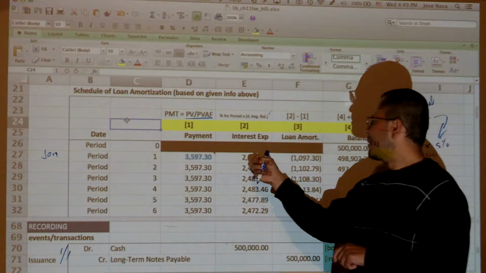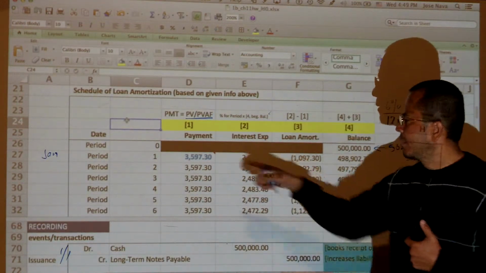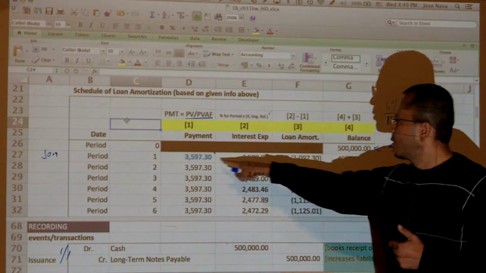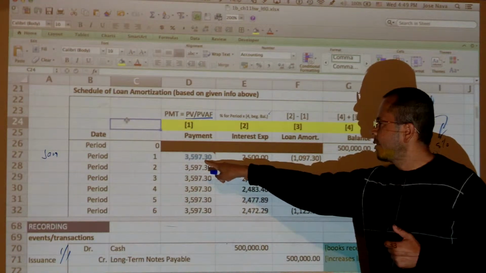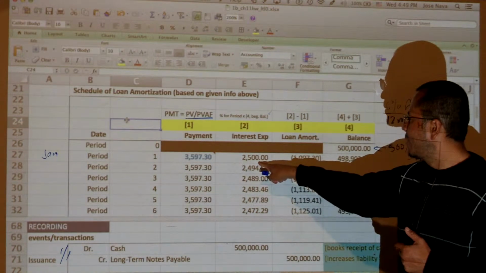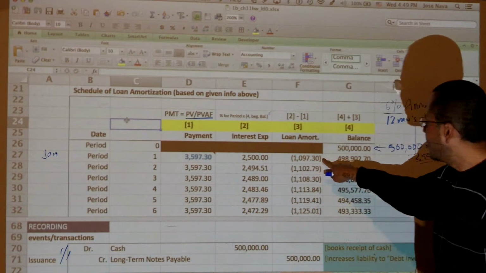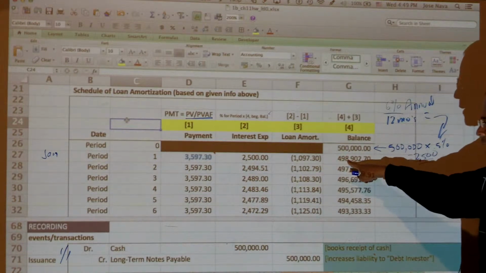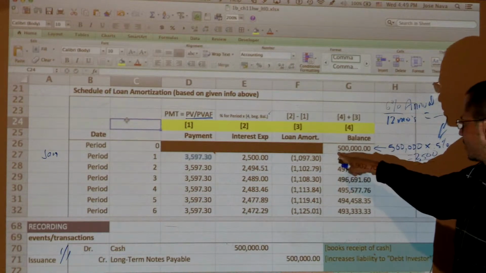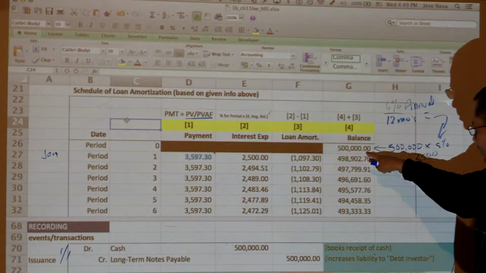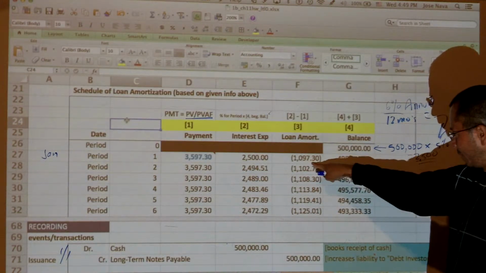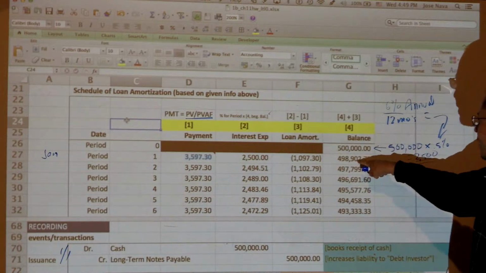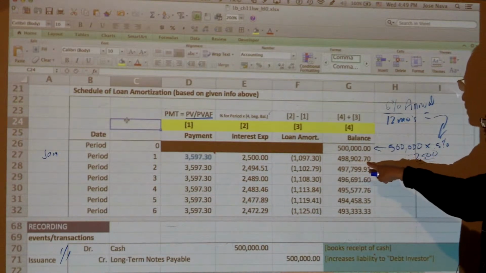Since now you know that's the portion of interest expense that comes out of this payment, the remainder, $3,597.30 minus $2,500 for interest expense, is how much this loan is amortized or paid down by. So $500,000 minus a pay down of $1,097.30 gives you an ending balance for period 1 of $498,902.70.